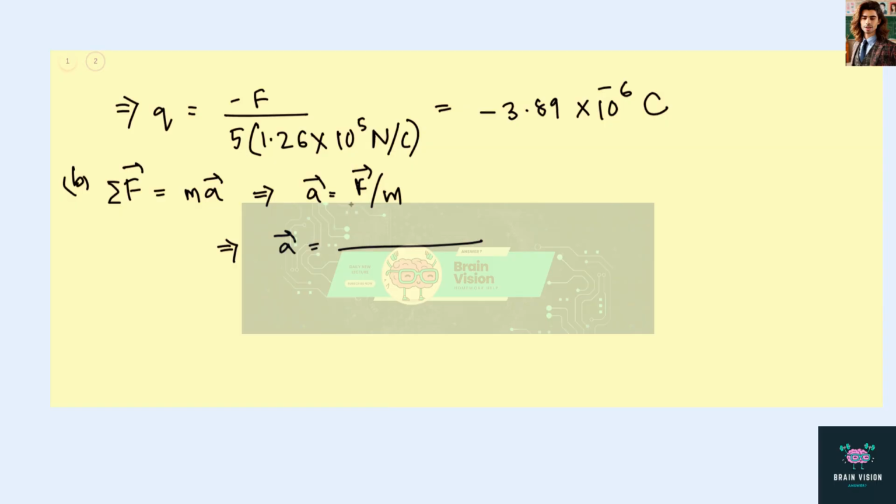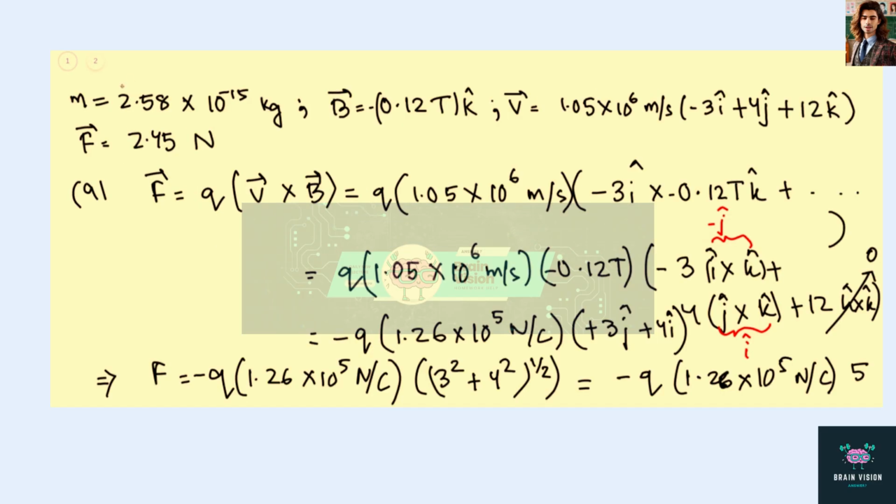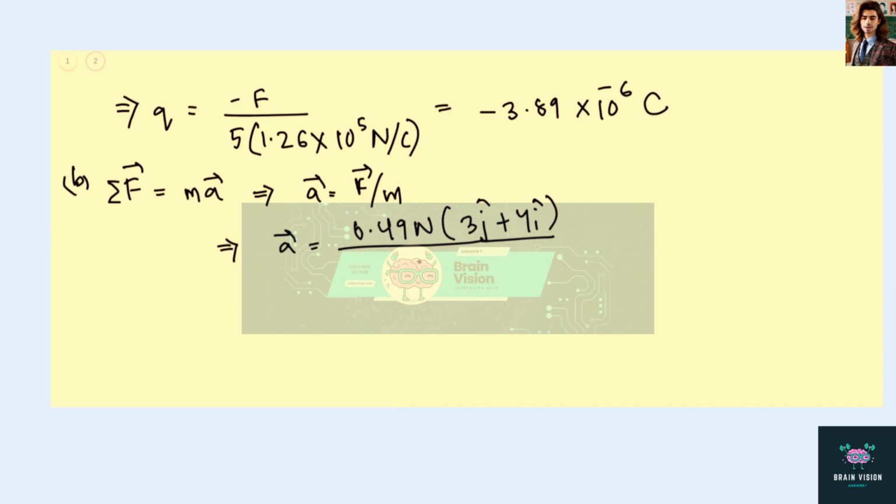So that is equal to this value here. We use that, and we get this value to be 0.49 meter times 3 j cap plus 4 i cap. So this value is basically the multiplication of charge and this part over here. And we have mass, which is given to be 2.58 times 10 to the power minus 15 kg.